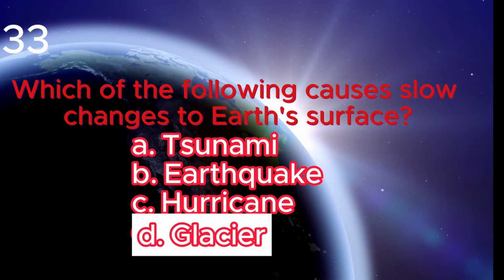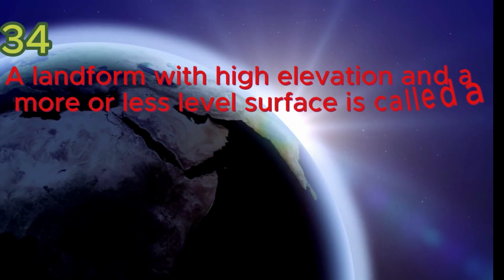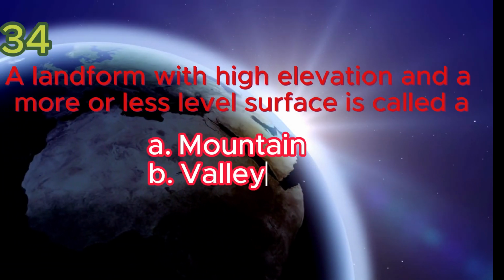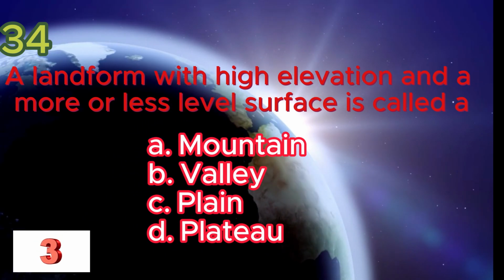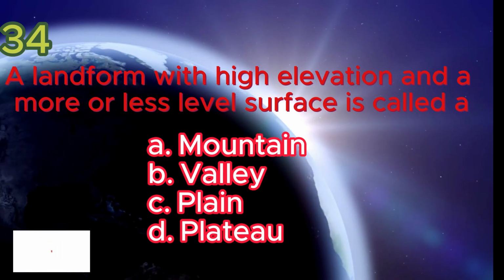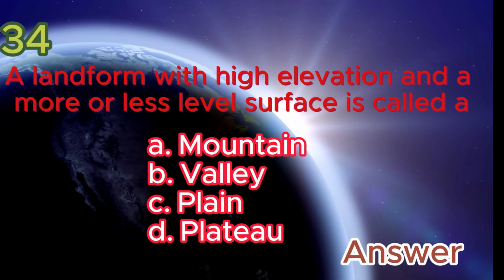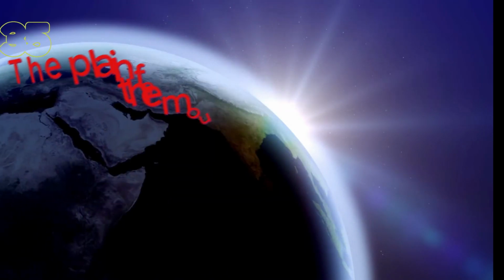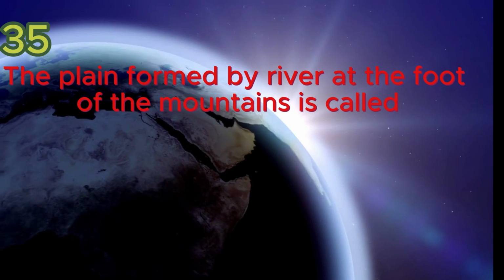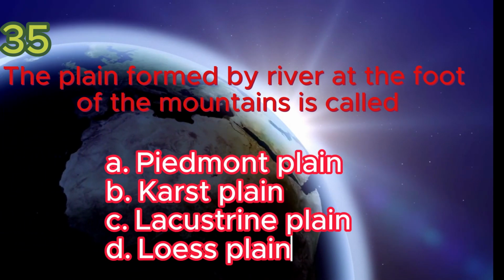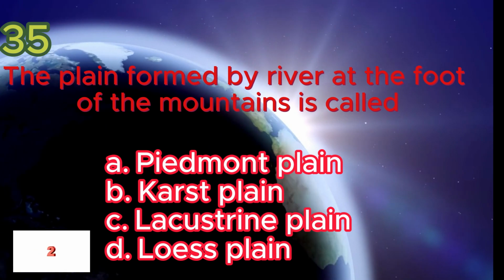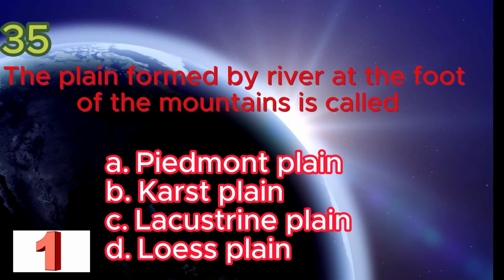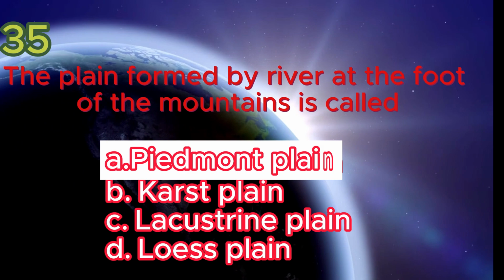D. Glacier. A landform with high elevation and a more or less level surface is called a D. Plateau. The plain formed by river at the foot of the mountains is called A. Piedmont Plain.